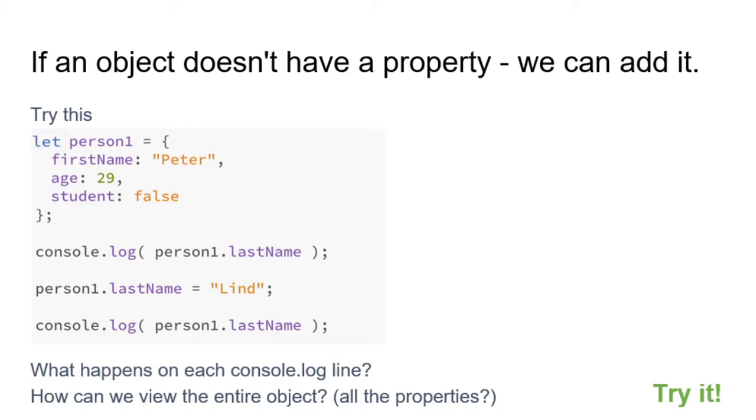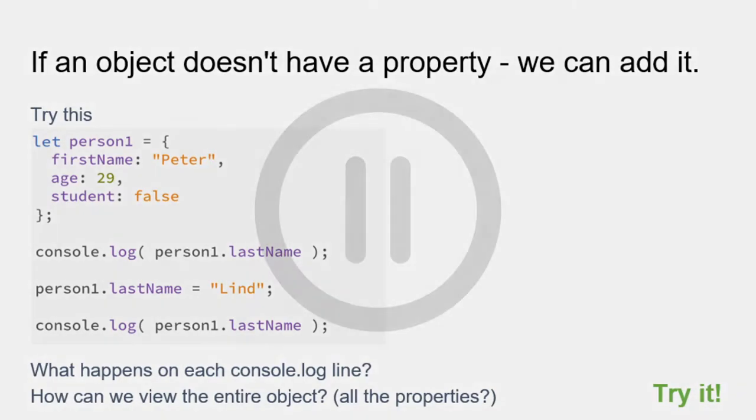And also, how can we view the entire object, all the properties? So go into Visual Studio Code, create a file called object.html and object.js, and test out this code. I'll wait.